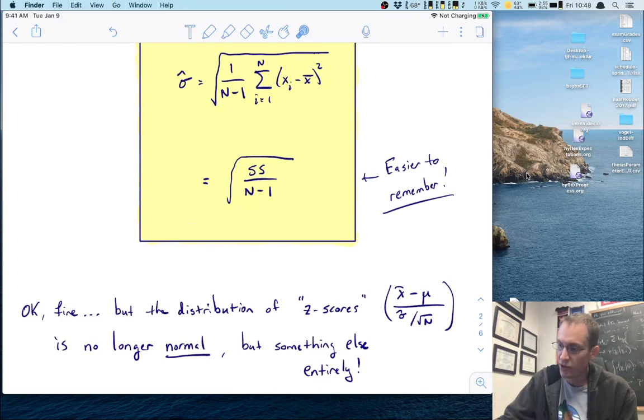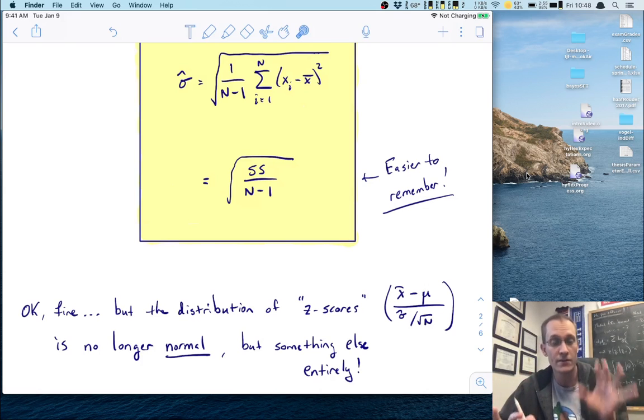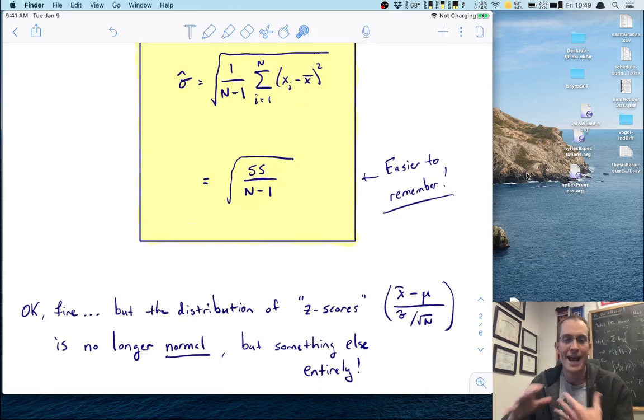The distribution of these z-scores that we would compute, now I've put quotation marks around the z-score because strictly speaking, this is not the same formula that we used last week. Why? Because we're using sigma hat. We're using an estimator, not the actual value of sigma. That distribution no longer turns out to be a normal distribution. But in fact, it's something else entirely. It's a totally new type of distribution for us.